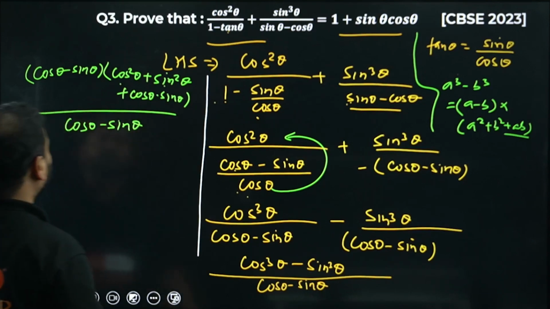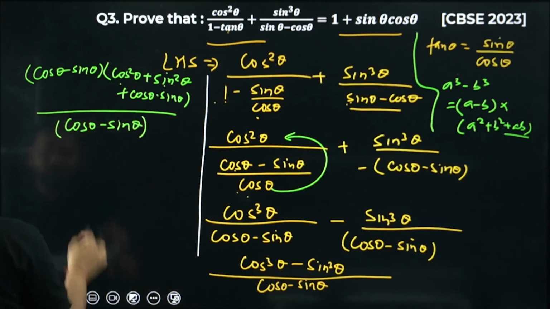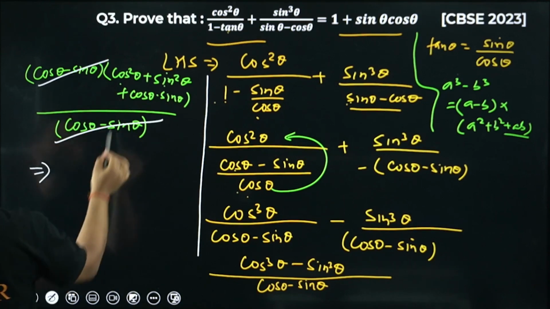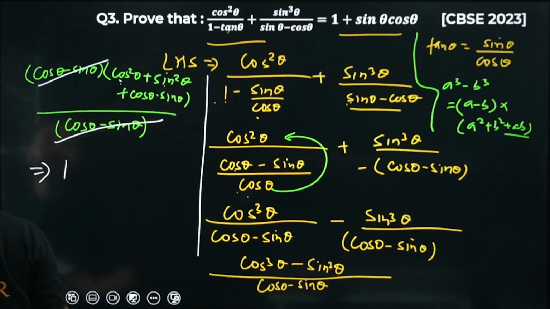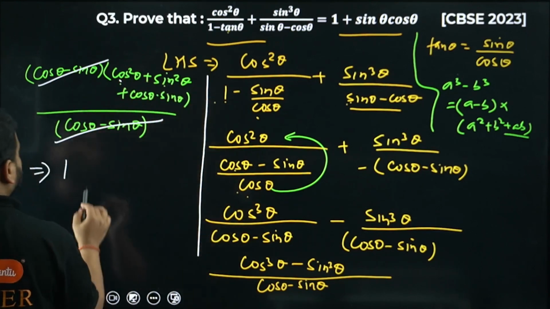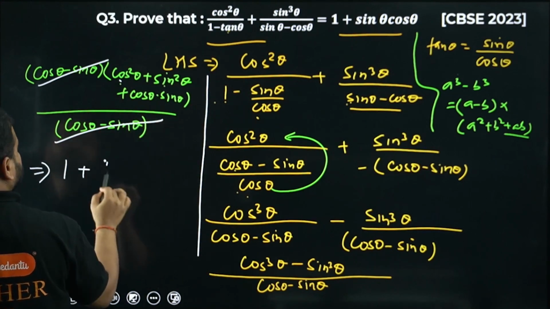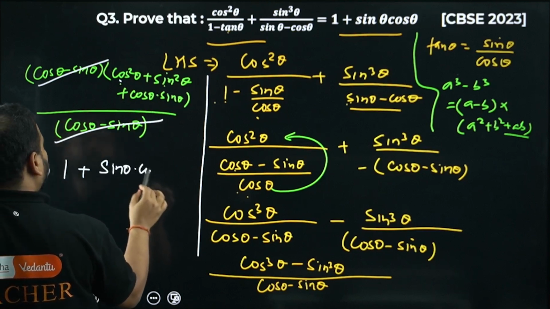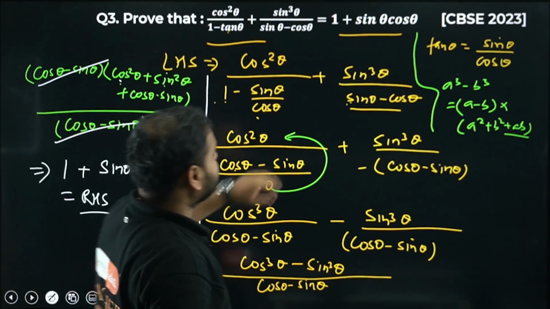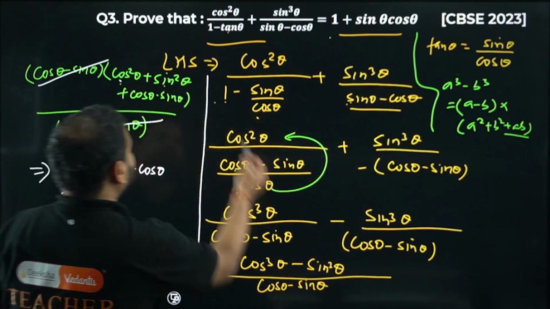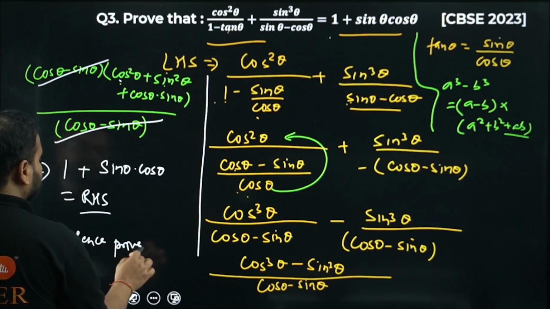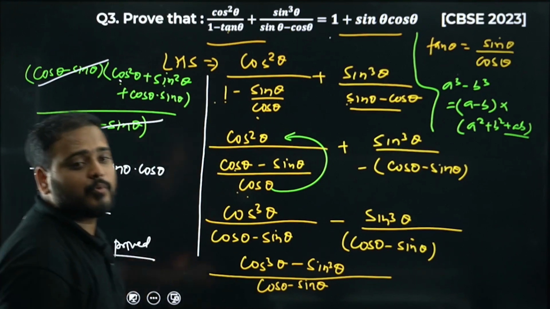Okay, now check this out. I can cancel this. Cos minus sin is cancelled with this. Continue with the step: cos square plus sin square. How much is that? One. Identity number 1: cos square plus sin square is one. Plus this as it is, sin theta into cos theta. And how much is this? Simply equals RHS. Have a look: 1 plus sin cos. So we started with the LHS and got the RHS. Hence proved.